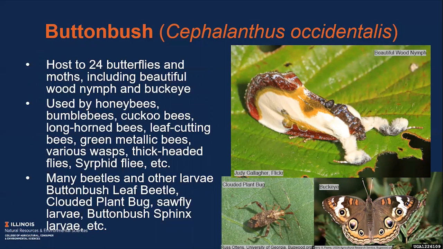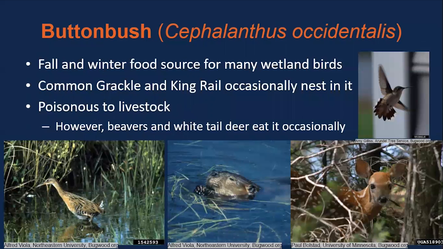Buttonbush is also used by a number of honeybees, bumblebees, cuckoo bees, longhorn bees, leaf-cutting bees, a whole suite of wasps and flies, and also some beetles and bugs, such as the clouded plant bug there in the bottom left. So a lot of different things are going to be able to make use of the buttonbush.